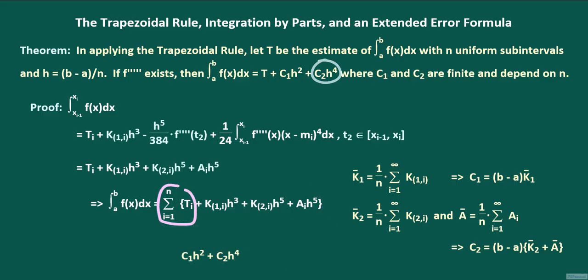The sum of the t sub i's, of course, is the trapezoidal rule estimate T of the integral of f from x equals a to x equals b. This concludes the proof of the theorem.